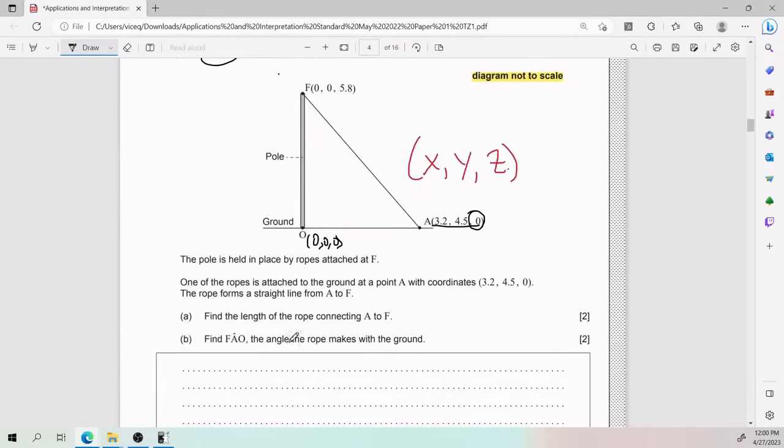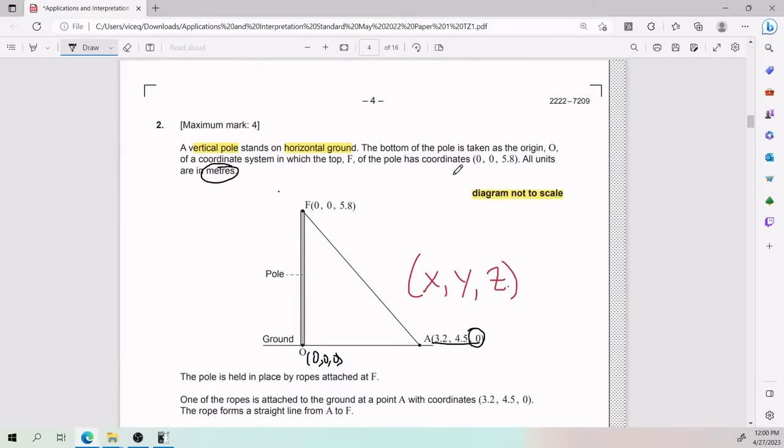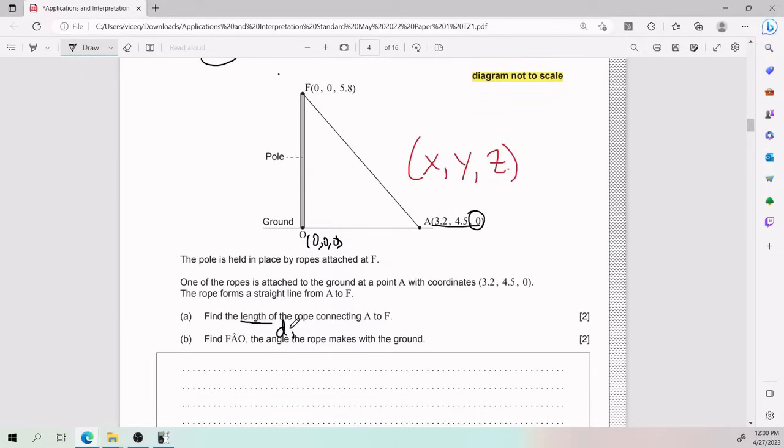For part A, we need to find the length of the rope connecting A to F. Alright, so this is A, there is F, and you find that line, the slanted one. So something that's convenient here is that because we're talking about a length, we are also talking about a distance. And so we are looking for the distance between 2 points.